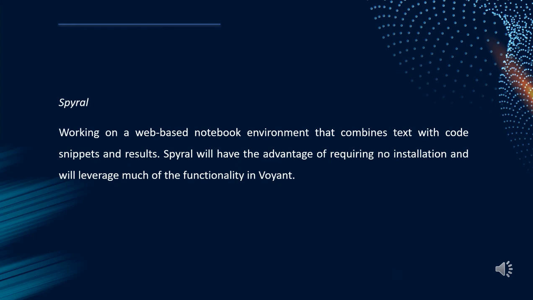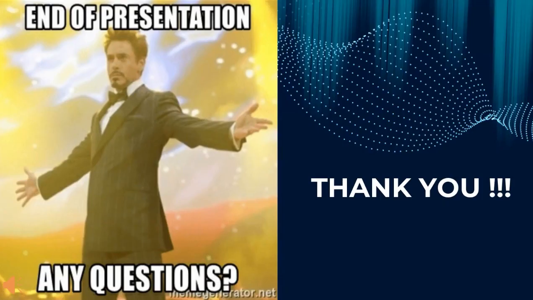Spiral. We are working on a web-based notebook environment that combines text narration or documentation with code snippets and results. Spiral will have the advantage of requiring no installation and will leverage much of the functionality in Voyant, both back-end analysis and front-end tools. Spiral will allow power users to implement some of that functionality themselves. Voyant is an environment for reading, analysis, and visualization. Spiral will include that and also be a writing and coding environment.